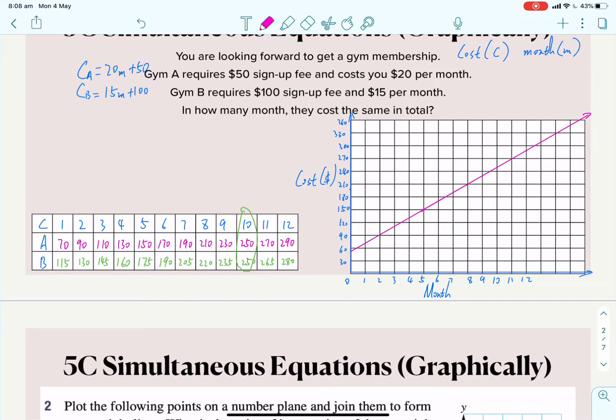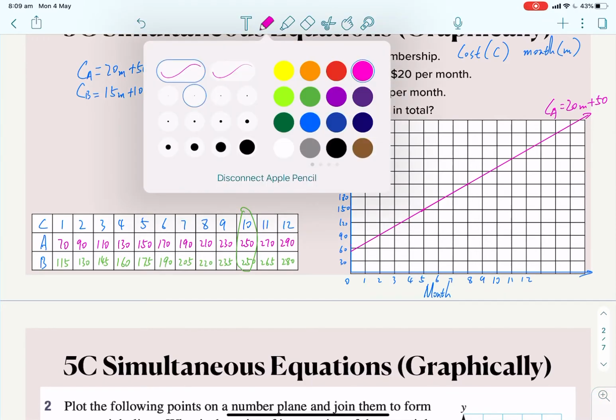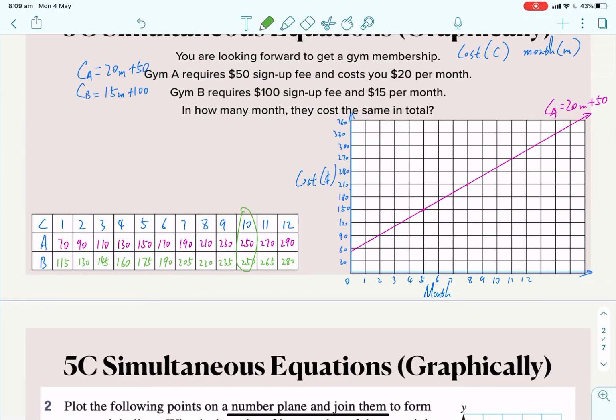Okay, so we've got a line here: cost A is $20 per month plus $50 upfront. Now the next one is green. It doesn't look like there's any number on the line, so we just need to do the best we can. The first month is 105, which is slightly below 120.